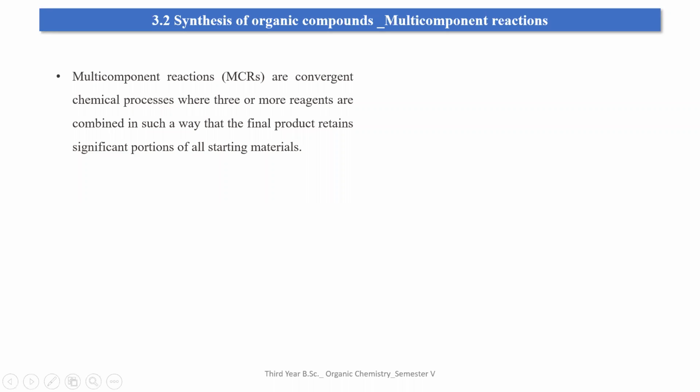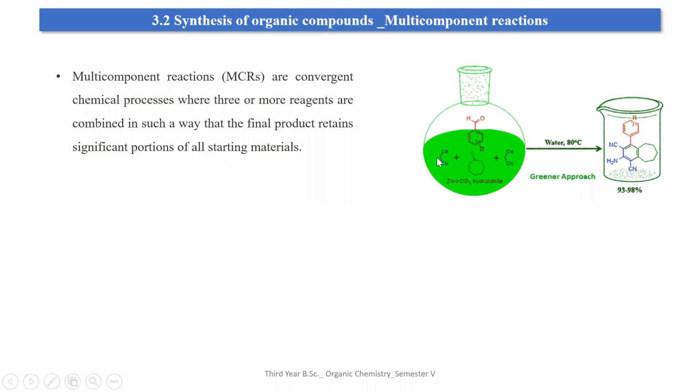Here you can see a reaction vessel, and there are four reactants, right? This one is an aldehyde, this one is malononitrile, and this is again a cyclic ketone. These are going to react in a single vessel, right? And they are four in number. So what is a multi-component reaction? Generally, the reaction occurs with three or more components. Here there are four components, so it belongs to the multi-component reactions.